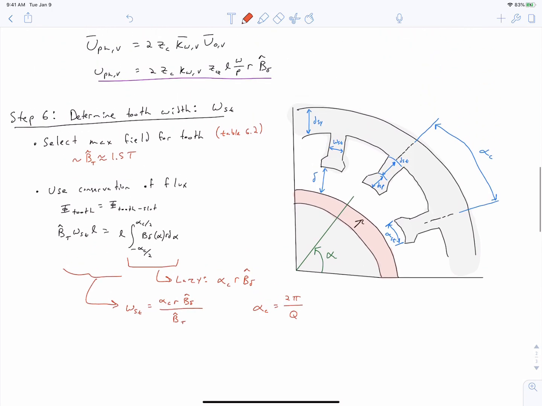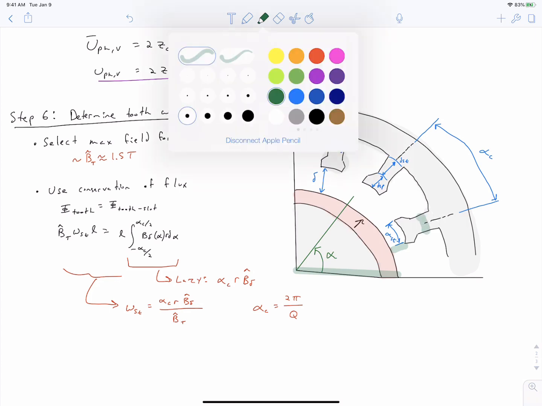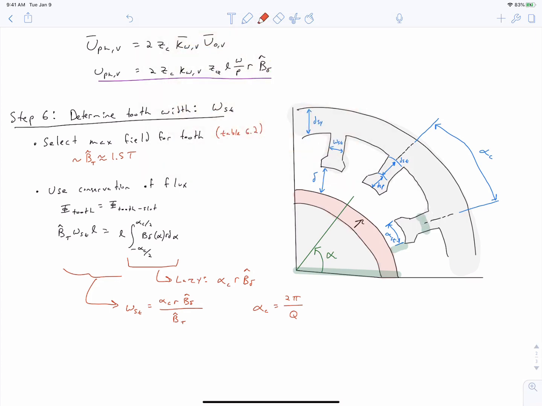So great. If we look at our progress so far, we have figured out what the radius of our rotor should be. We've determined our air gap length, and we have now determined our tooth width right here. Our next steps are going to take us through determining this radius, this length, and this length, and then finally this length. So we're coming up with a crude set of dimensions for our cross-section of our motor.